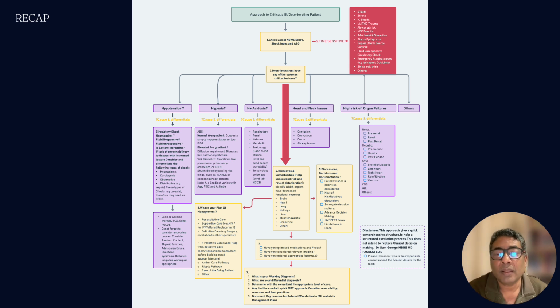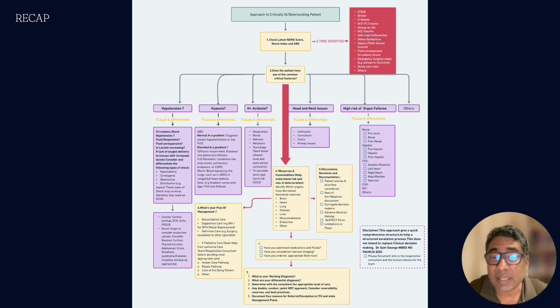Now, I'll definitely look at the reserves and comorbidities, which help understand the risk and rate of deterioration and identify which organs have decreased functional reserves, okay? And then I would usually go for a quick discussion, decision, and documentation. Patient wishes and priorities considered, next of kin or relatives discussion, surrogate decision makers, advanced decision making, ReSPECT form, limitations in place. We'll work through all that, okay?